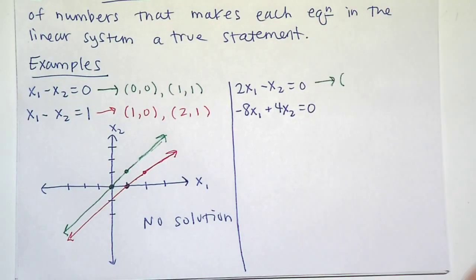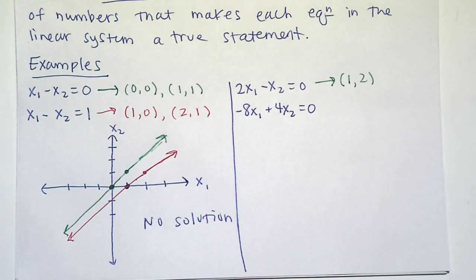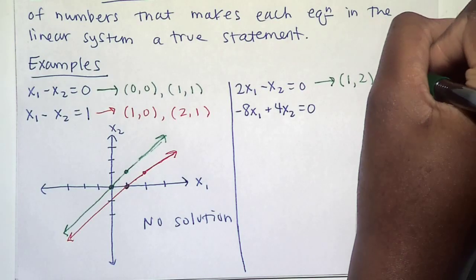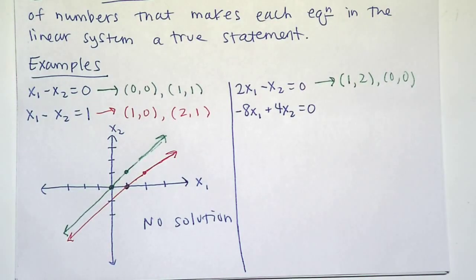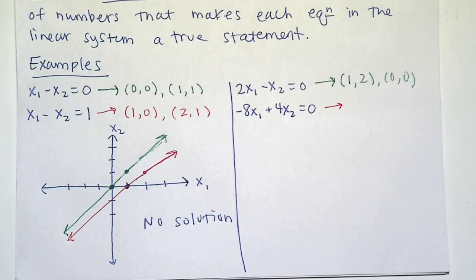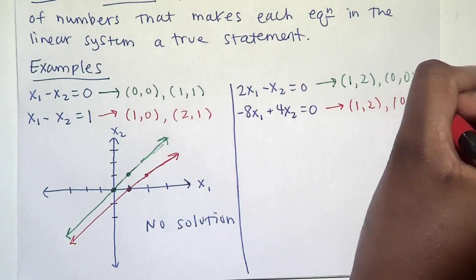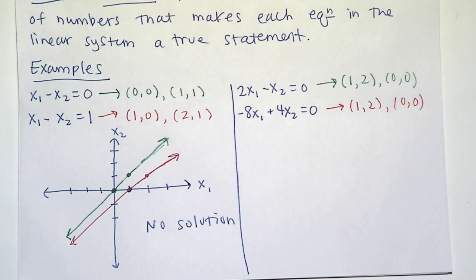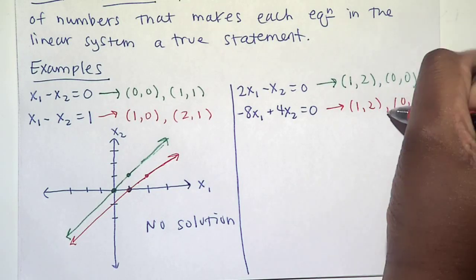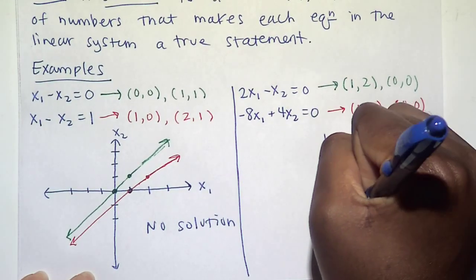All right, so just eyeballing things for now. We'll learn how to actually solve these later with a process. All right, so 1, 2 will solve the first equation, also 0, 0. And in the second equation, 1, 2 and 0, 0 will solve the second equation as well. So we're looking at the same line here. All right, let's go ahead and graph this out.